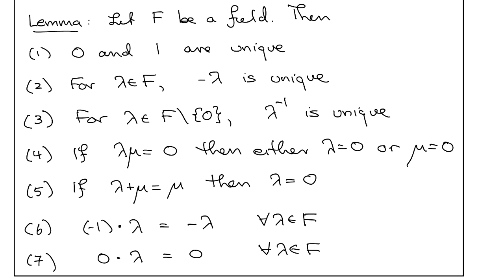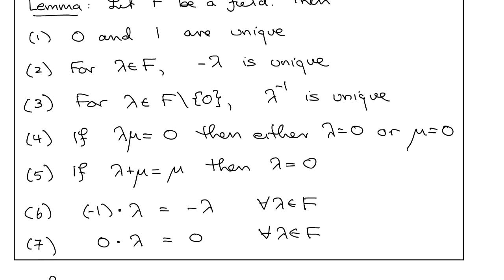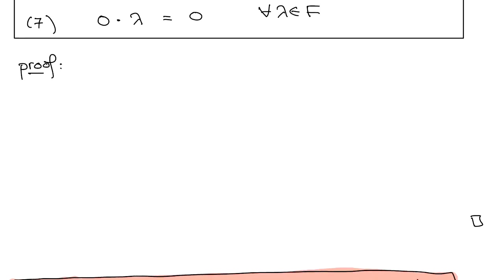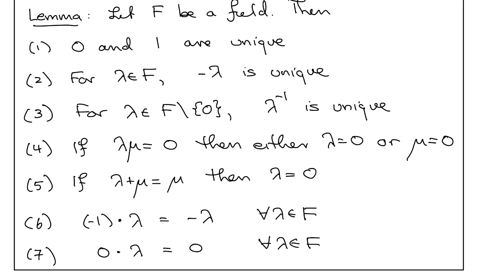Anyway, I'm just going to work through one of these, and the rest I'm going to leave as enjoyable exercises. All right, so let's just do 1. Let's look at what 1 is saying: that the 0 and the 1 are unique.